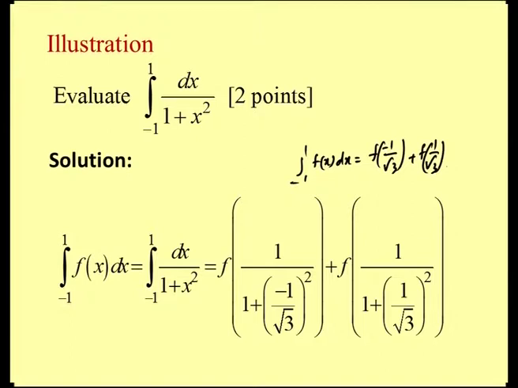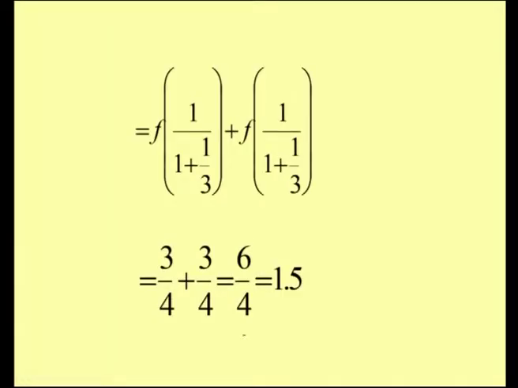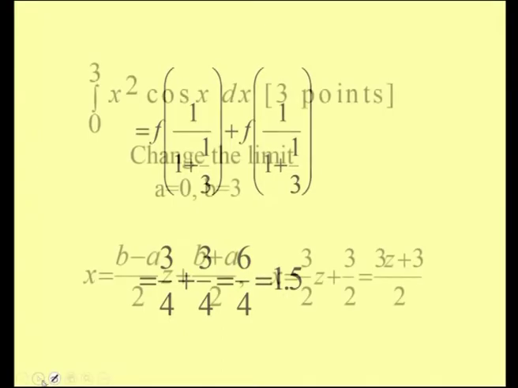So, in the place of f of x you have 1 by 1 plus x square. So, f of -1 by root 3 will be 1 divided by 1 plus (-1 by root 3) whole square, plus f of 1 by root 3 which is 1 divided by 1 plus (1 by root 3) whole square. After simplifying this and adding, the value comes out to be equal to 1.5.